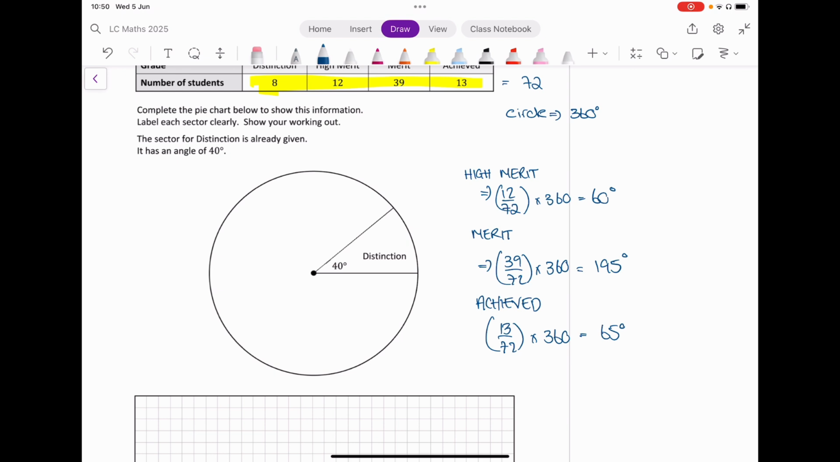So we then use our protractor. And I would say to you, lads, always focus first of all, do the ones that are under 90 degrees first, or under 180 degrees first. And then that last one will just draw itself. So my higher merit, and this is going to be kind of rough now for me, but that might be about 60 degrees. And we're going to put higher merit in there. It's important to label it. And your achieved then, 65, around here.